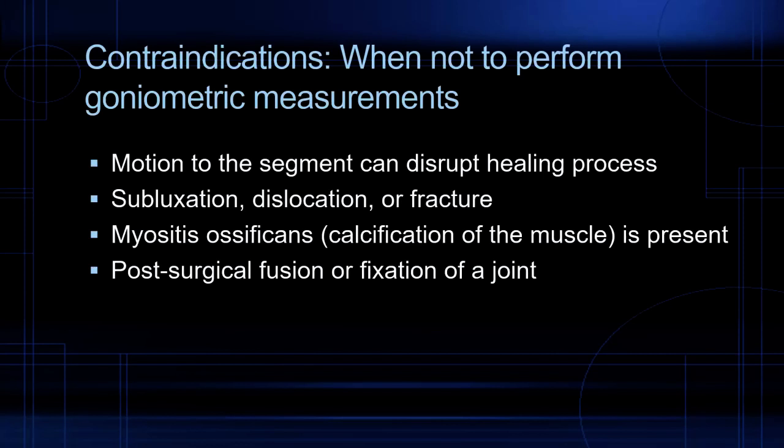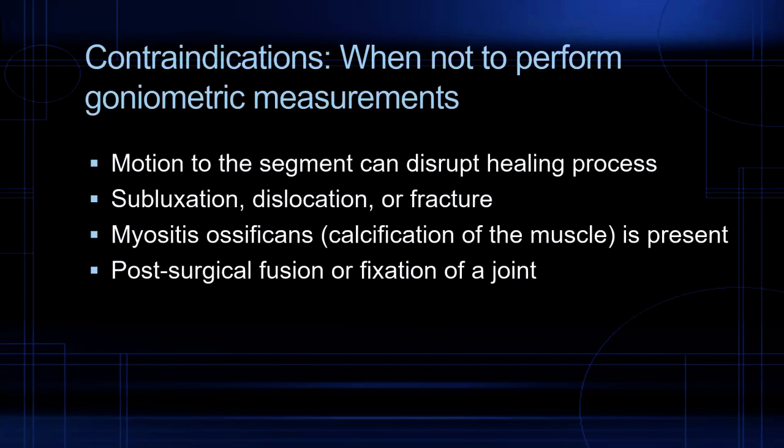Myositis ossificans is a disease that includes little bony calcifications inside the muscle. That is a contraindication to measure. So do not perform goniometry if your patient has myositis ossificans.